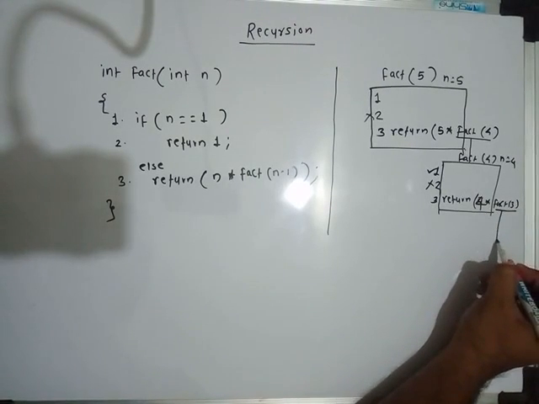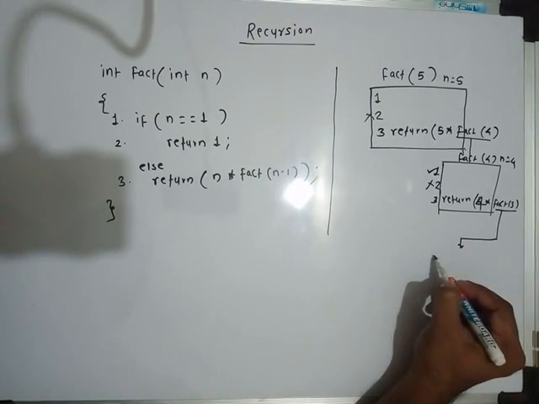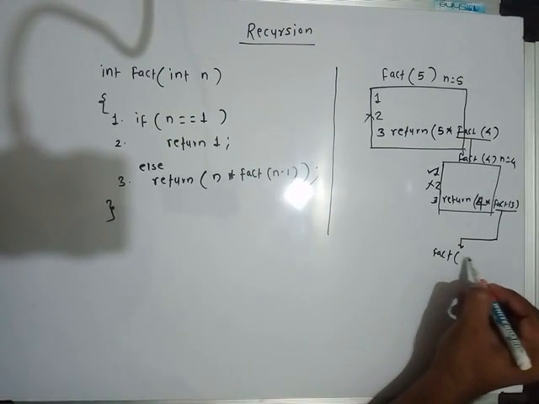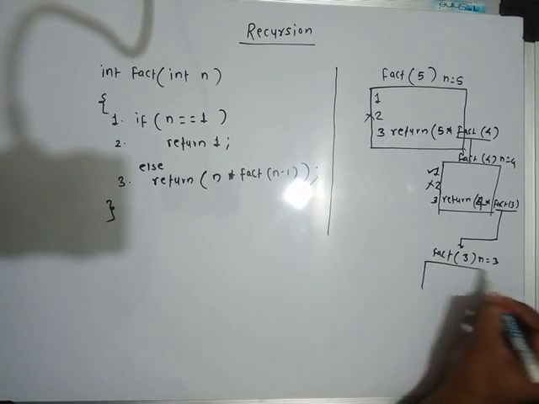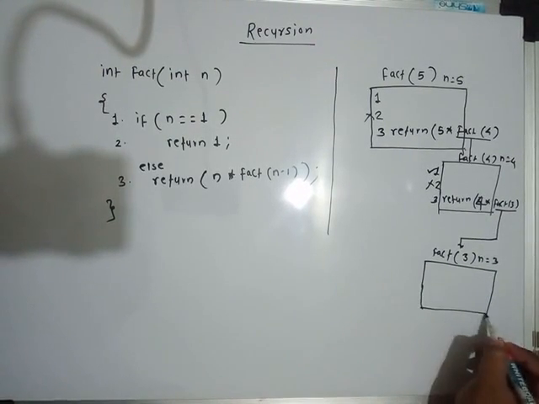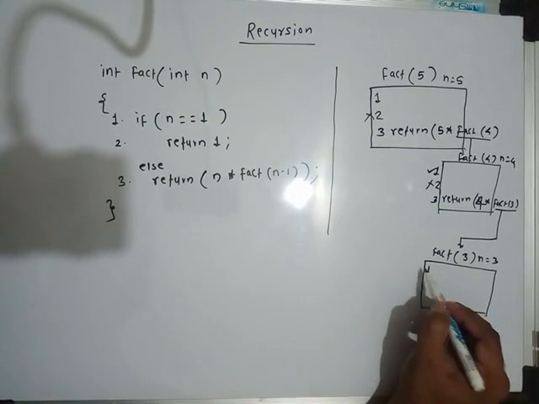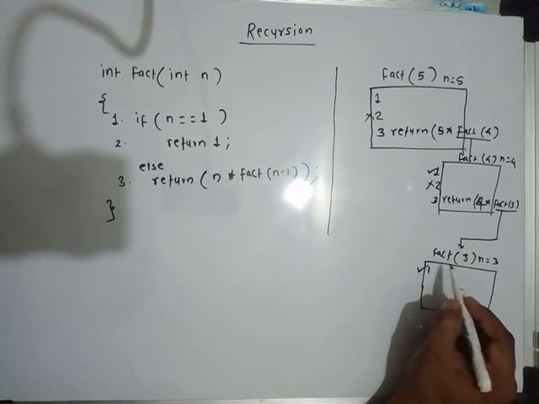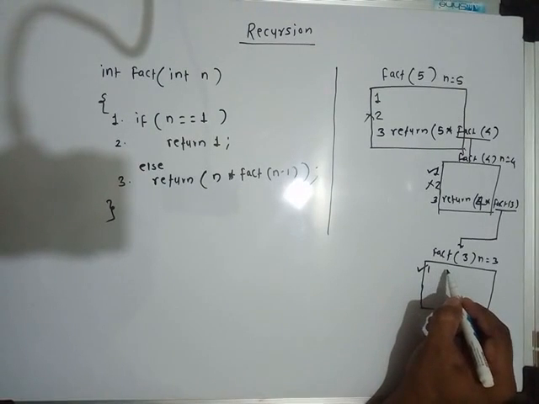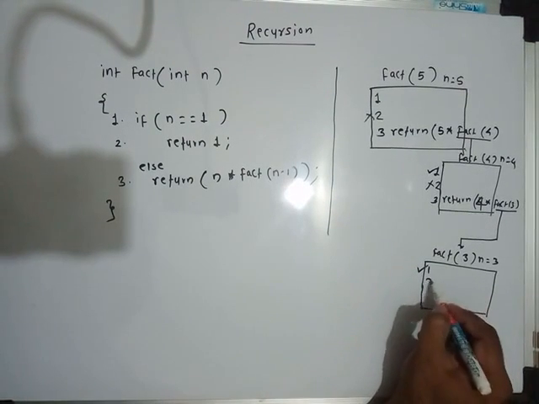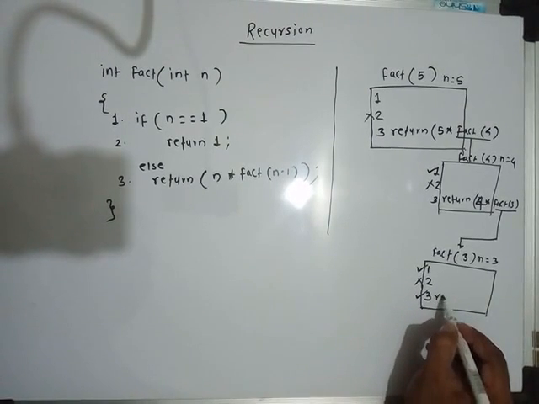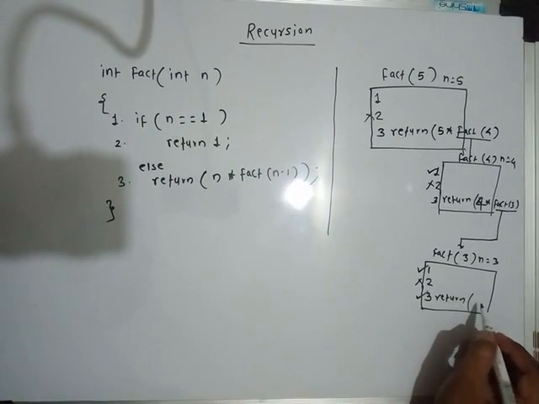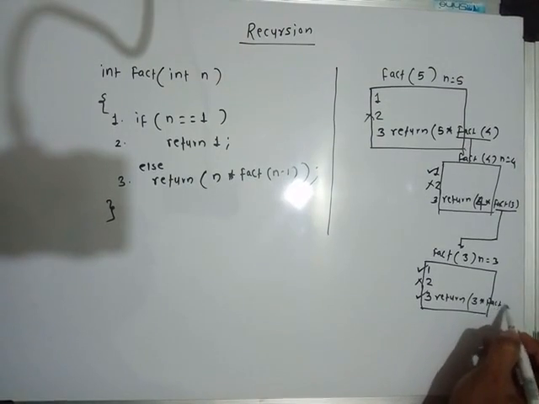So I go to execute this call fact of 3. Here is fact of 3. Execute the same function fact with n equal to 3 this time, because we passed 3. I check the condition in statement number 1. The condition is false because n is not equal to 1, so I don't execute statement number 2. I go to statement number 3. In statement number 3, I have written n into fact of n minus 1. So here n equal to 3, 3 into fact of 2.